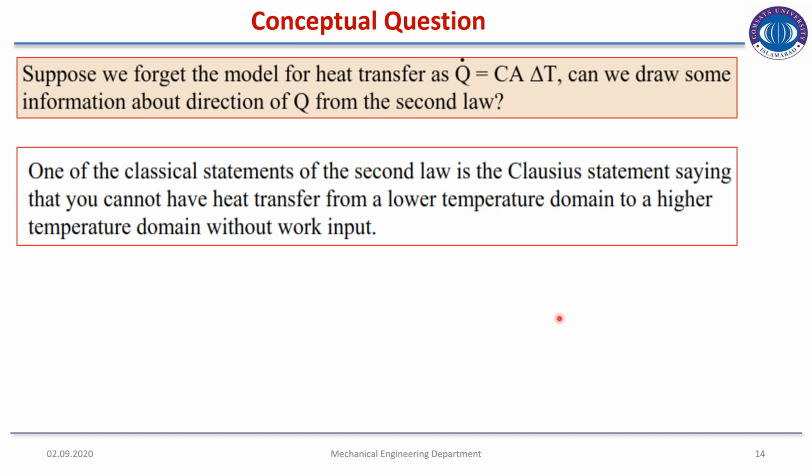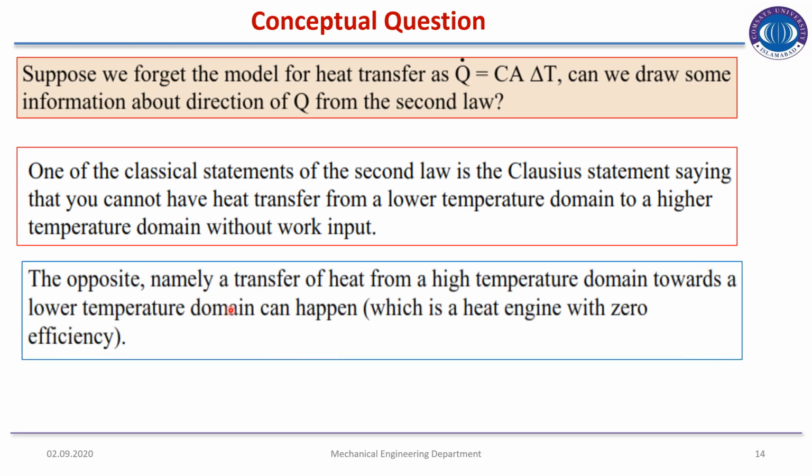And if we are transferring heat from low temperature to higher temperature, then we have to provide some type of work input. There are some processes that are known as spontaneous. So spontaneously, heat transfers from higher temperature to lower temperature, that means without any work input. And if we have to move heat from lower temperature to higher temperature, then we have to provide some work input. The opposite, namely a transfer of heat from a higher temperature domain towards a lower temperature domain, can happen, which is a heat engine with zero efficiency.